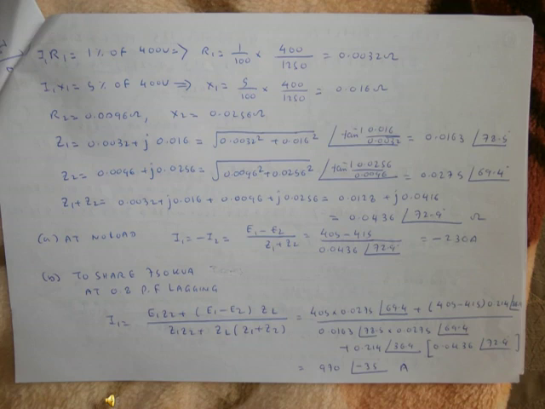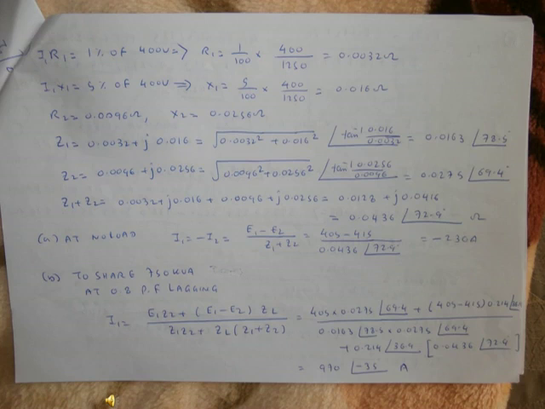So Z1 equal to 0.0032 plus j0.016. This is equal to the square root of 0.0032 squared plus 0.016 squared, and the angle is tangent inverse of 0.016 divided by 0.0032. So you get 0.0163 angle 78.5 degree. Z2 equal to 0.0096 plus j0.0256, which is the square root of 0.0096 squared plus 0.0256 squared, and the angle is tangent inverse of 0.0256 divided by 0.0096. So you get 0.0275 angle 69.4 degree.